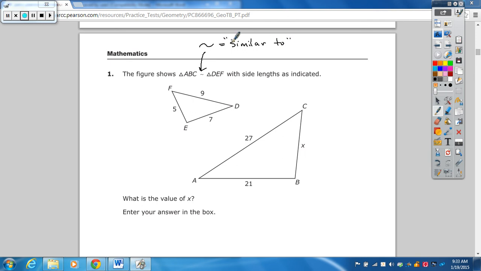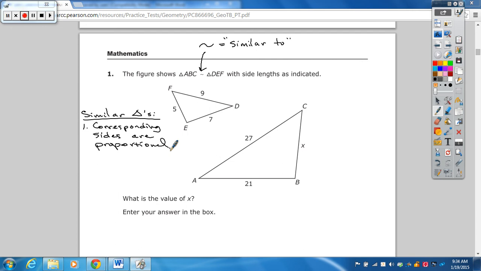Well, what does that mean? Similar triangles have two characteristics. The first is that the corresponding sides are proportional. As a result, you can set up a proportion to solve for the unknown side lengths that are given. They have to be in the same ratio to each other.